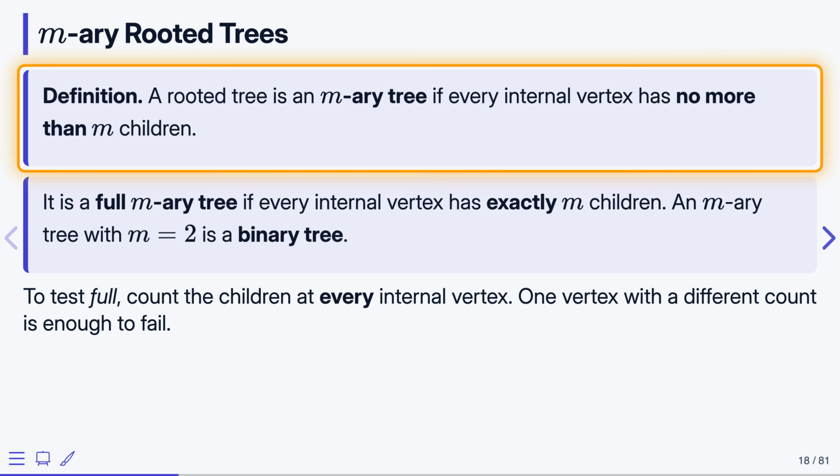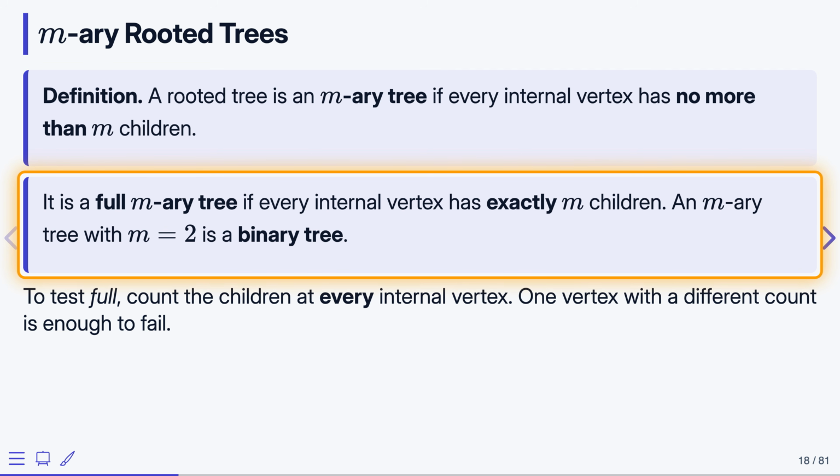Now we sort rooted trees by how many children each internal dot may have. A tree is m-ary if every internal dot has at most m children. So a 3-ary tree may have dots with 1, 2, or 3 children, but never 4. It is a full m-ary tree if every internal dot has exactly m children, no more and no less. The most common case is m equal to 2, and we call that a binary tree.